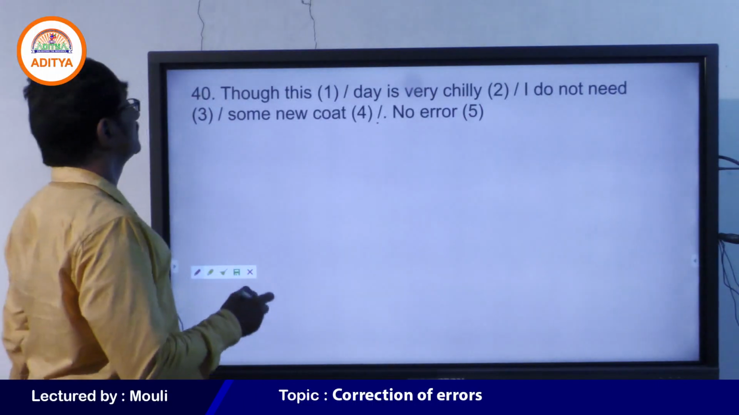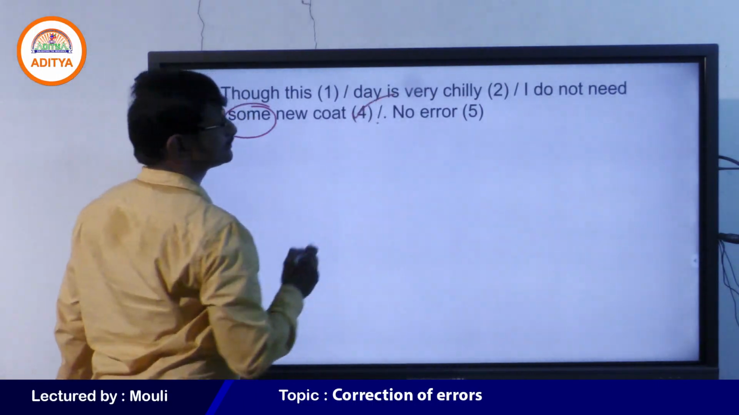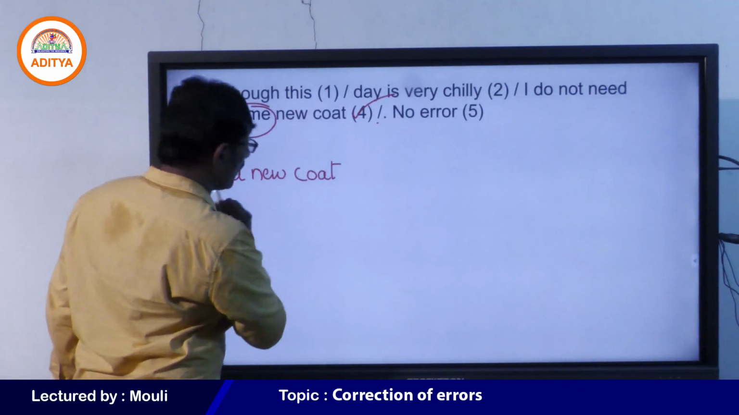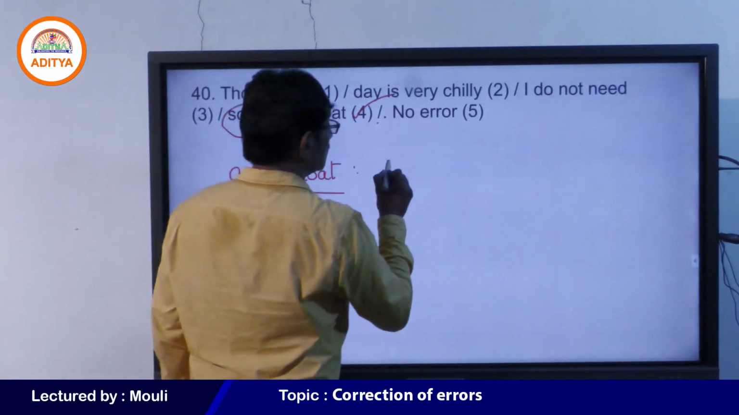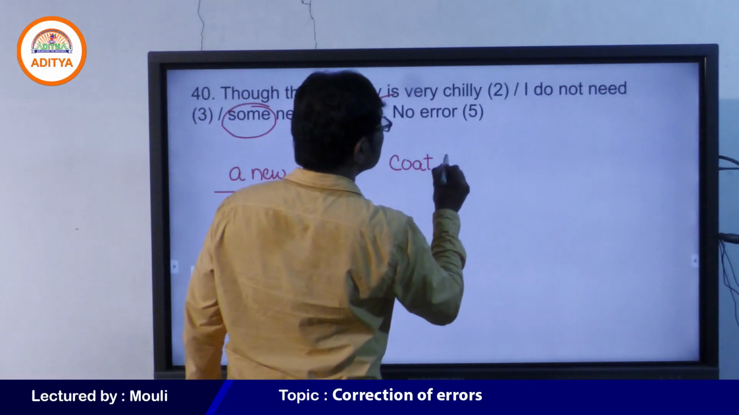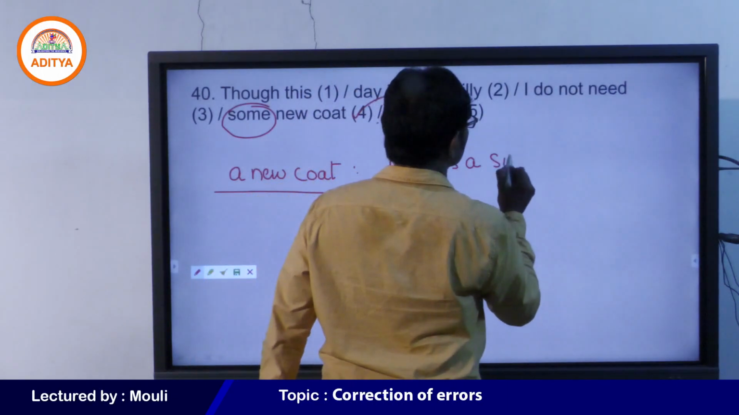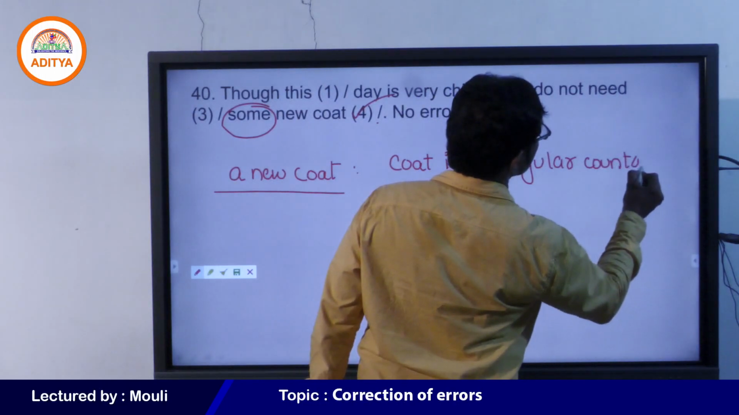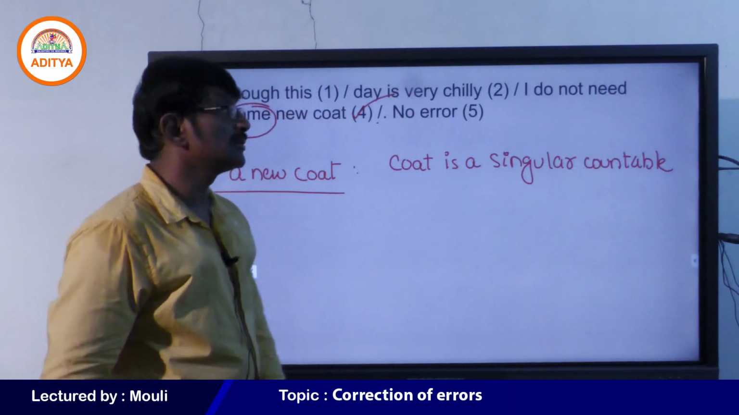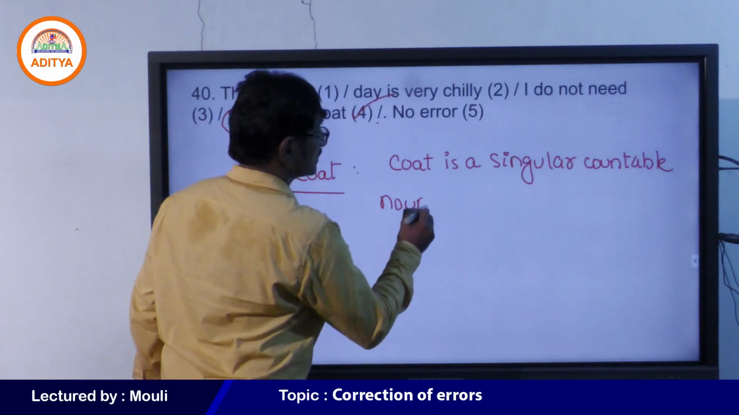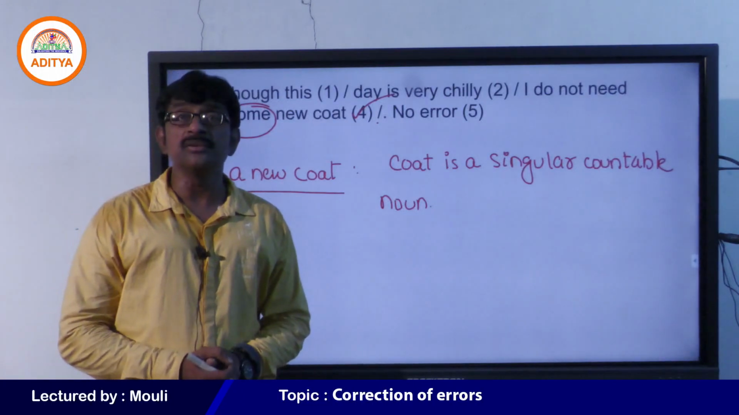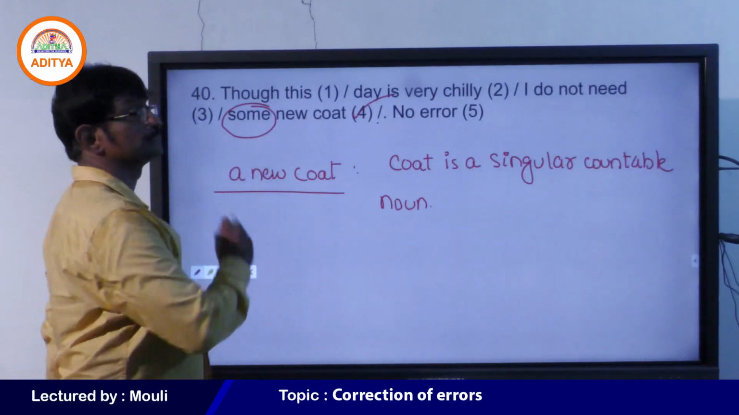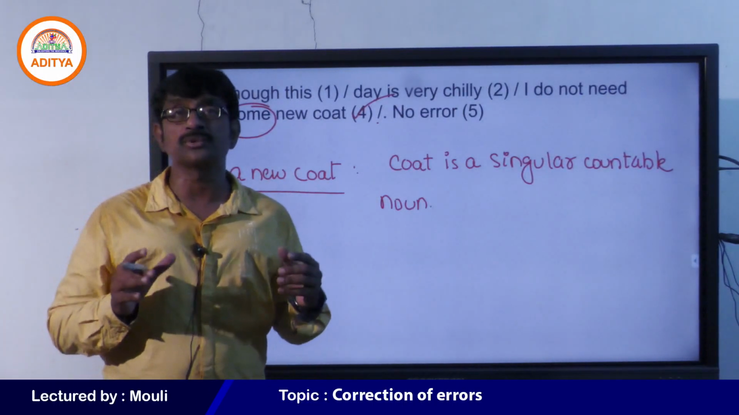So students, here we don't want "some." Instead of "some," we can say "a new coat." Why, you know? Coat is a singular countable noun. As it is a singular countable noun, we cannot use that with "some." "Some" cannot be used with singular countable nouns.